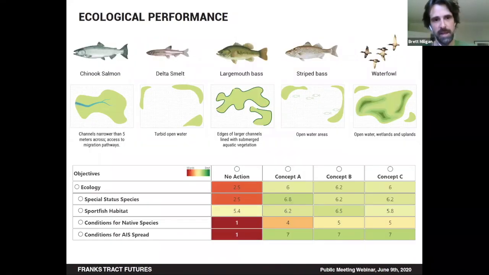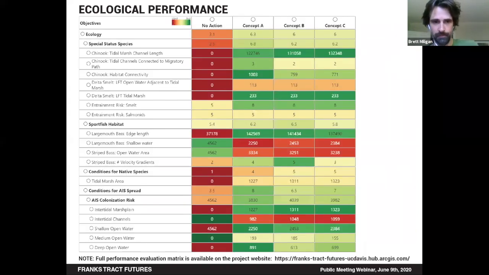Ecological performance. Again, thinking very broadly about the ecological benefits in terms of Chinook salmon and Delta smelt, listed species, but also for sport fish such as largemouth bass, striped bass, and waterfowl. And so these are how those rate across all of these, from the no action versus the 3 concepts. This breaks down into those 4 categories of special status species, sport fish, conditions for native species, and conditions for aquatic weed spread. So again, if we go under the hood, I don't expect you to take all this in now, but just giving you a taste of how we've done this.